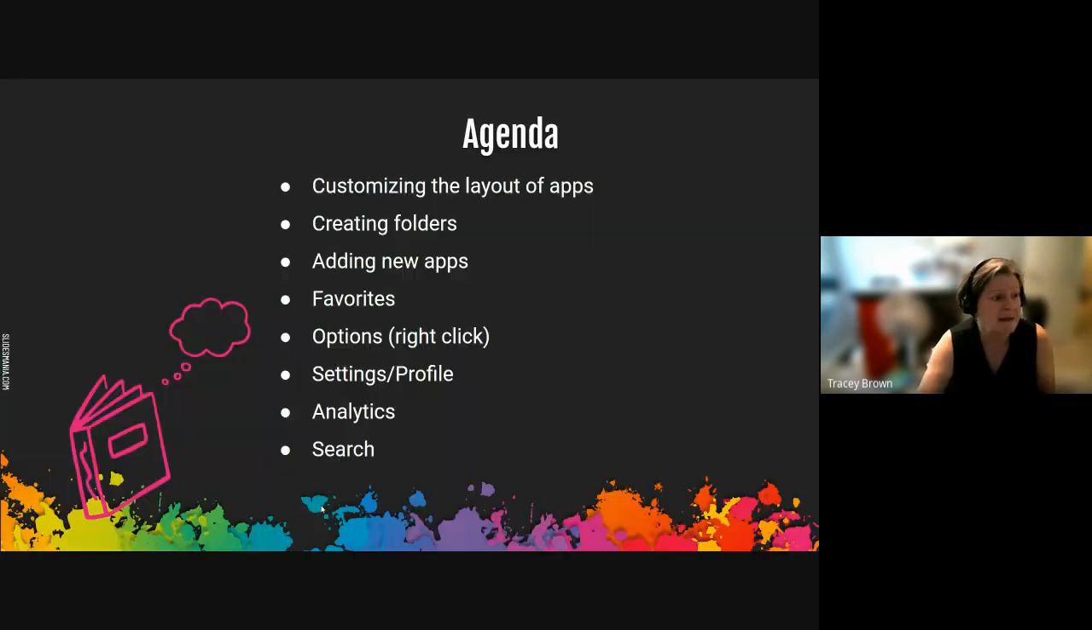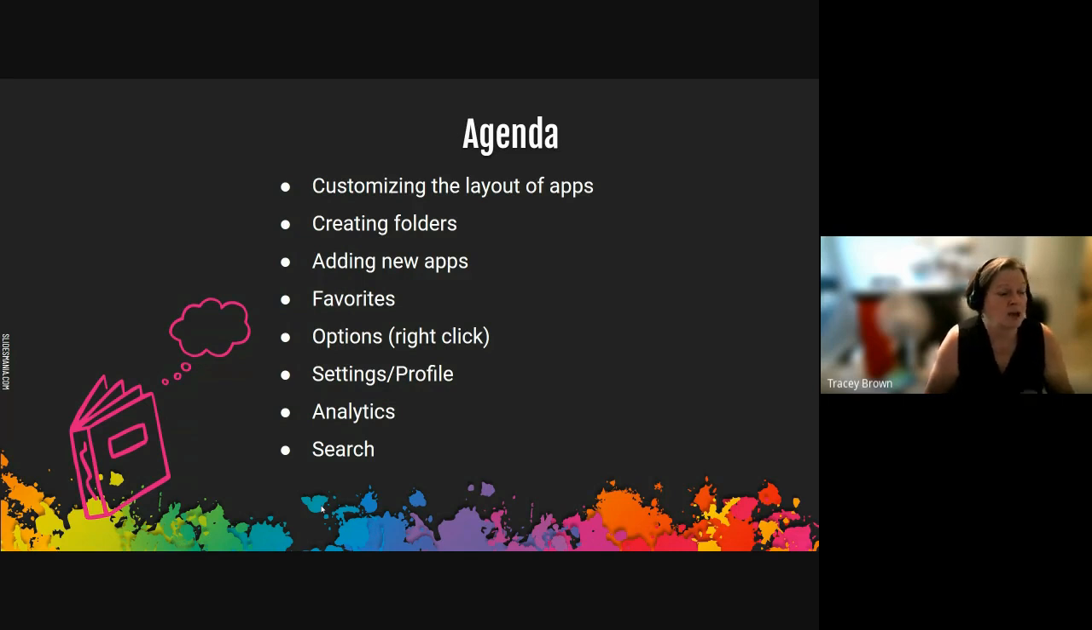And with that, let's go ahead and get into our agenda of what we're actually going to do and learn about ClassLink today. So first off, we're going to talk about how to customize the layout of the apps. I want you to think of your ClassLink dashboard as functioning just like your mobile phone or a tablet might. And we're going to see that as we get into customizing where your apps are and how your ClassLink dashboard appears to you. Then we're going to look at how to create folders.